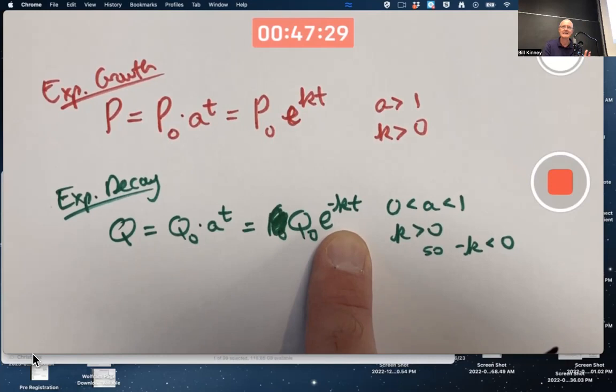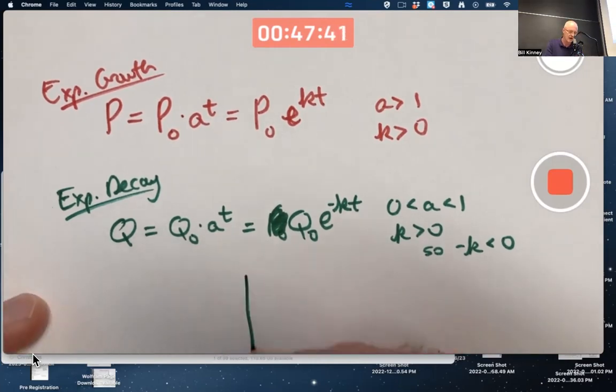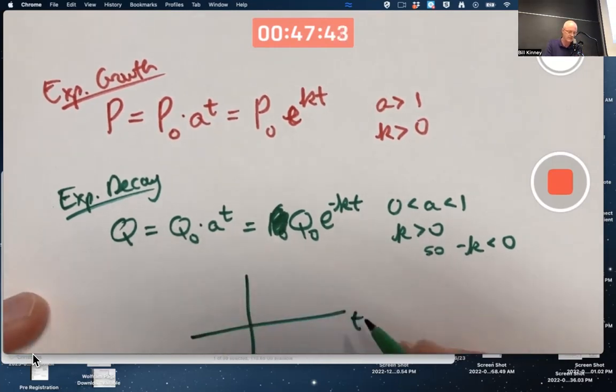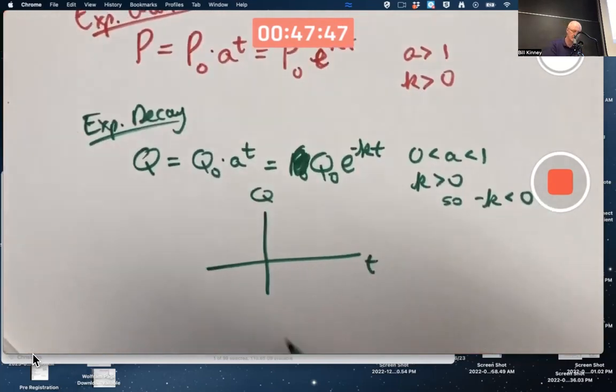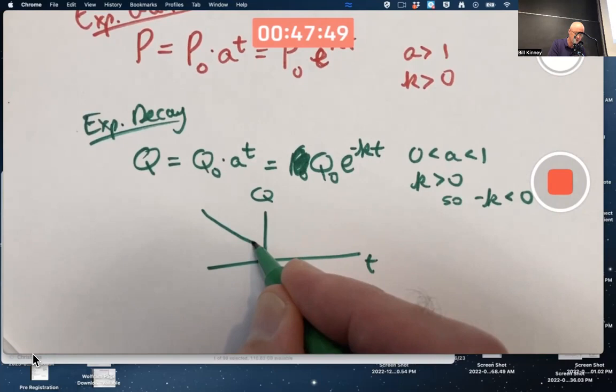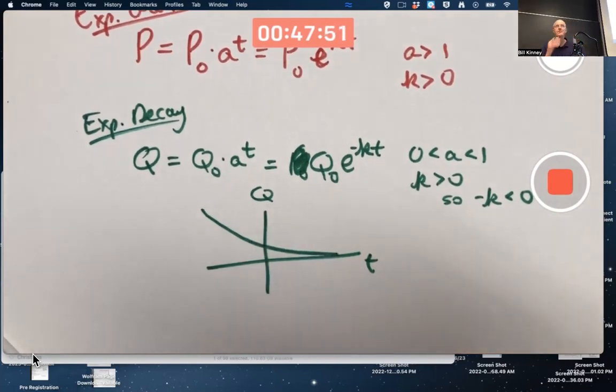The negative K is negative. K itself is positive, so negative K is negative. And when you have that kind of thing with base E, that represents exponential decay as well. The domain is still all real numbers, and the range is still all positive numbers, but now the function's decreasing instead of increasing.